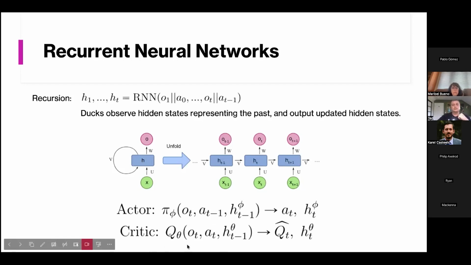And the critic can have an observation and an action and a previous hidden state, and make a prediction and a new hidden state. So I think this is really complicated, and it took me a long time to understand how these things work. So I would be glad to have any questions here.